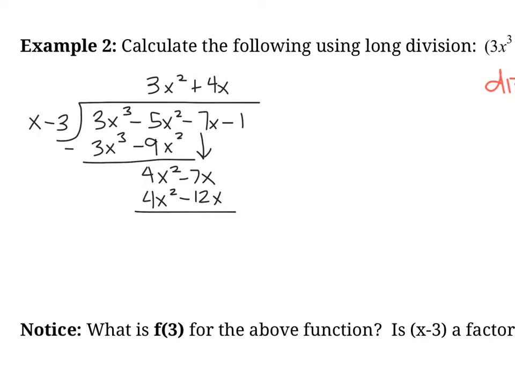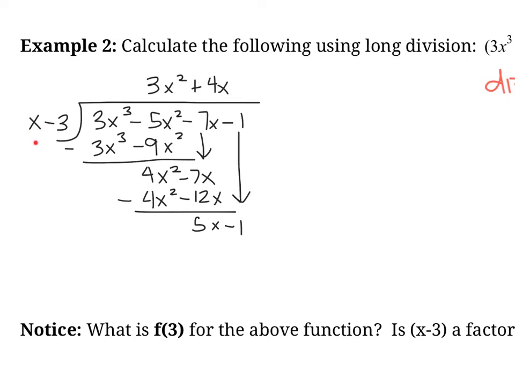All right, now let's start subtracting. So we have 4x squared minus 4x squared, that's just going to be 0. And next I have negative 7x minus negative 12x is going to be 5x. And our last step, let's bring this last term down, minus 1, and continue one more time.